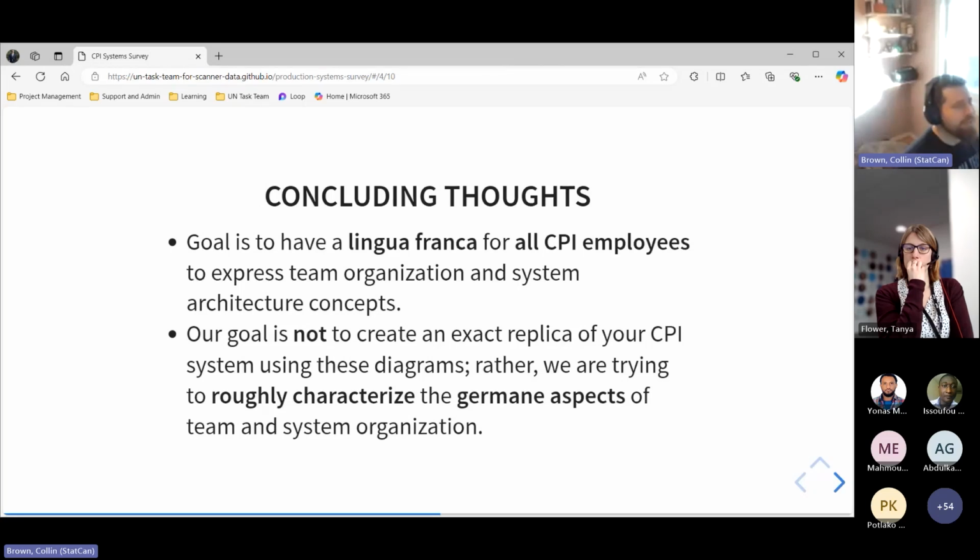We're just trying to roughly characterize the key important aspects of that system. So as you're answering these questions, don't worry if you're not able to fully, completely characterize your system. What's important is that the key details are captured in this diagram.